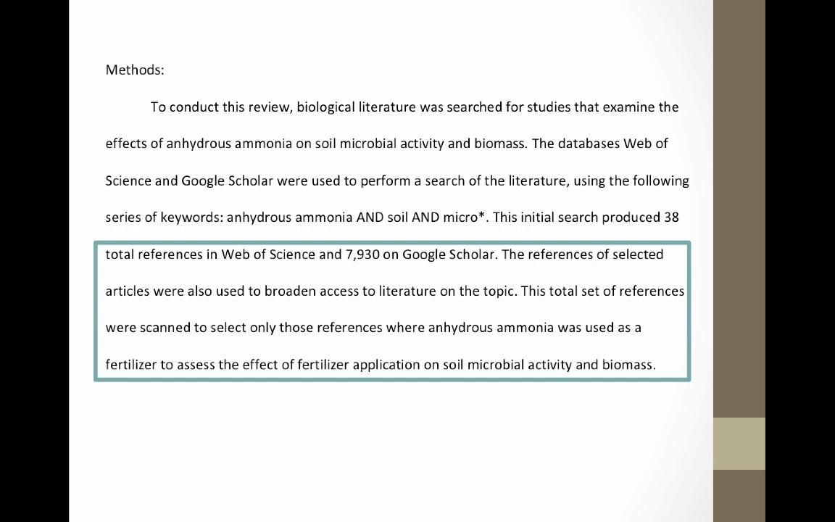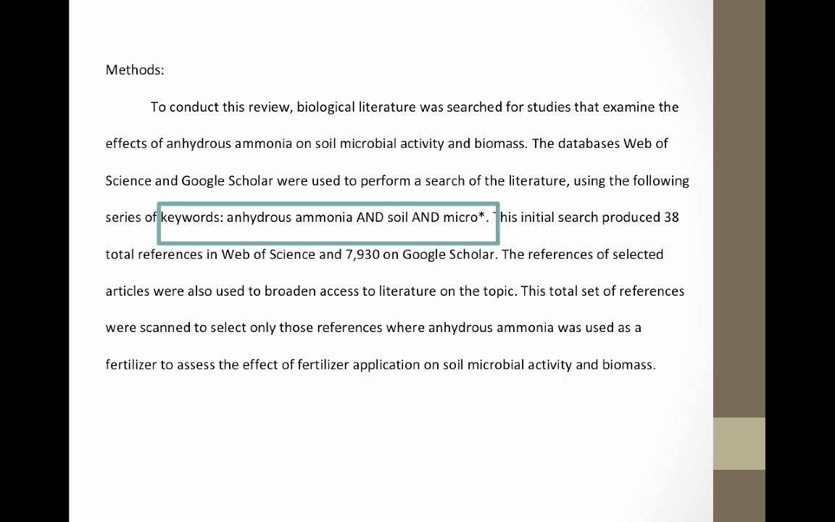One thing that's interesting in this method paragraph as well is the use of the asterisk. If you see the anhydrous ammonia and soil and micro with an asterisk, what this will allow you to do is have any results with micro as the beginning of the word. So you can get microbe, microbial, microbiology, and so it can allow you to just a little bit broaden the search.